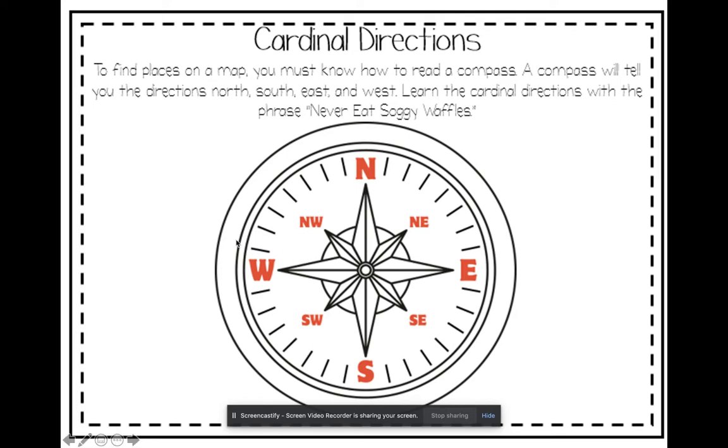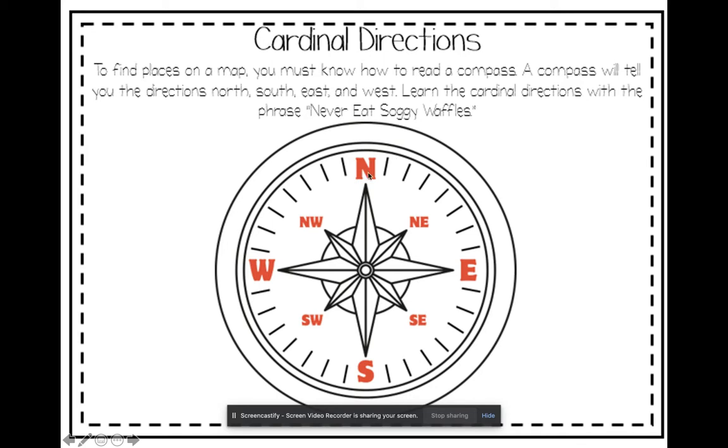All right, this is a picture of a compass. A compass shows us what direction we're going. These are the cardinal directions. When we have a map, in order to find a place, we have to know our directions. So we have north, south, east, and west, and we can learn the directions by using this saying.